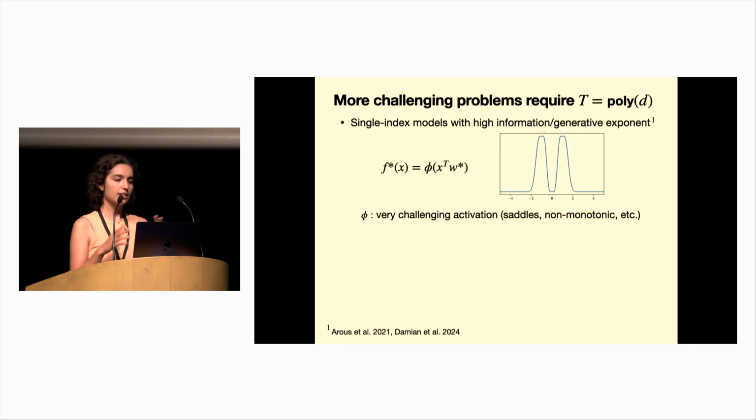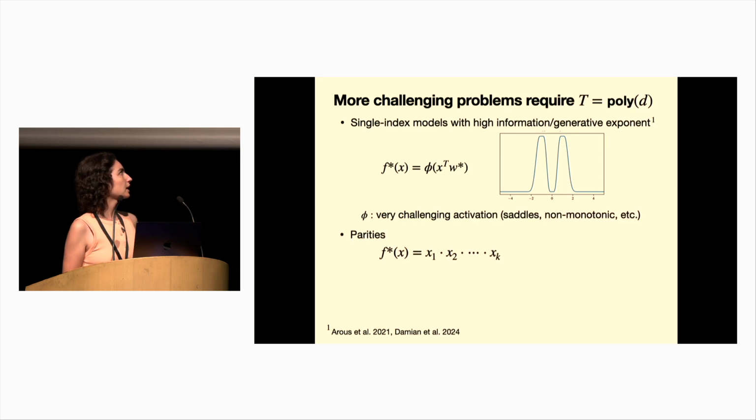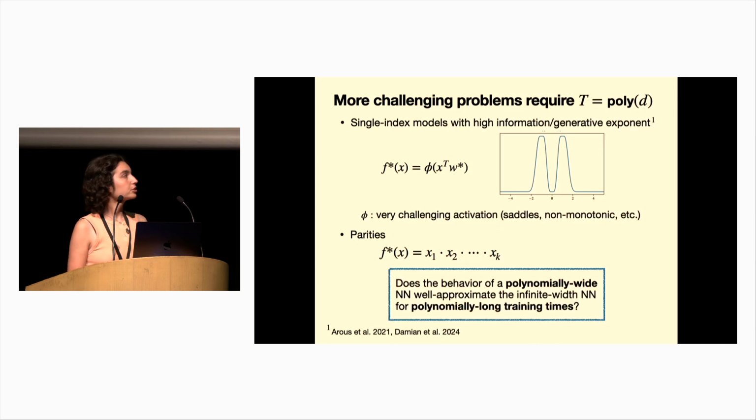f star of x, which is some activation phi applied to the projection of x in a single direction w star. And if this activation function phi is very challenging, for example, it looks something like this, it has some very flat saddles, non-monotonicity, etc., then it's possible that learning this function via gradient descent takes polynomial time in d, which is the dimension of x. And another problem which takes polynomial in the dimension time to learn is parities. Okay, so let's further refine our main question. Does the behavior of a polynomially wide neural network well approximate infinite width neural networks for polynomially long training times?